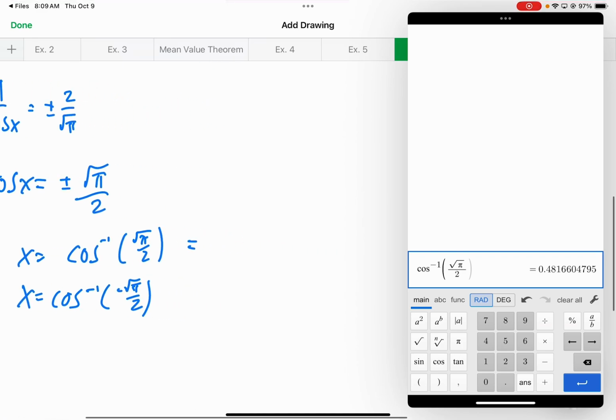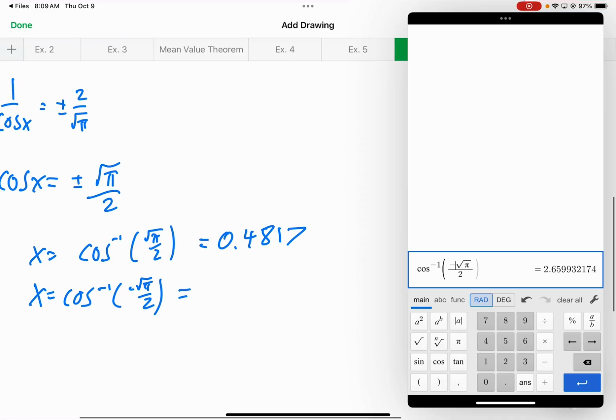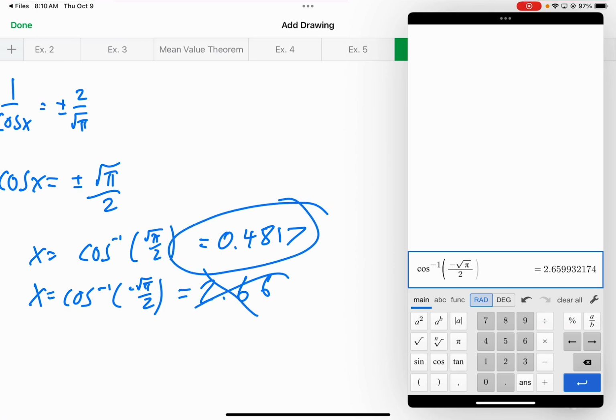So there's one value, 0.4817. And then let's sneak a negative in there. And I would get that x value is 2.66. We're just going to round it. However, is that value in our interval? No. Pi over 4 is less than 1, so that's no bueno. So that's our value.